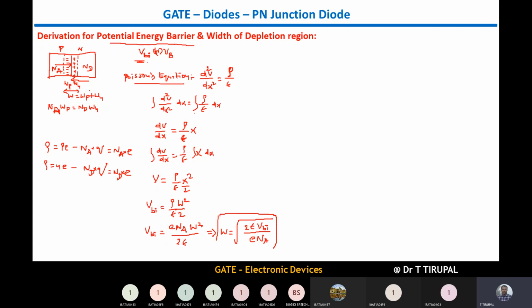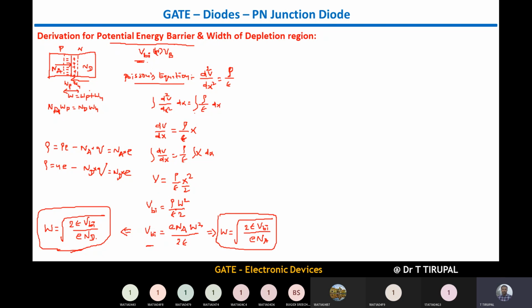This is the width of the depletion region. Or what is the other one? If it is an n-type semiconductor, what is the width of the depletion region? It can also be written as W equal to the square root of 2 epsilon VBI whole divided by E into Nd. This is for an n-type semiconductor. This is called the built-in potential VBI, right?